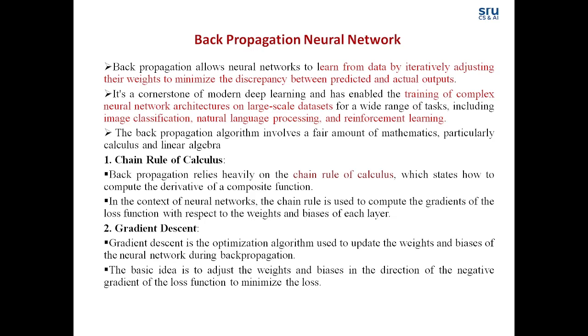So basically the gradient descent algorithm works on minimization of the loss function, that is the error function. So we have to compute here the negative gradient of the loss function. Based on this negative gradient of the loss function, weight and bias are adjusted.